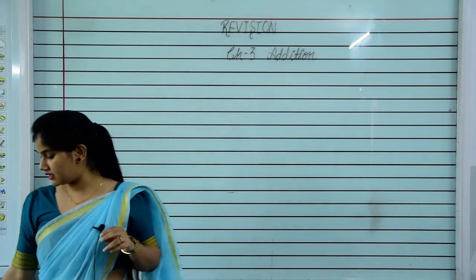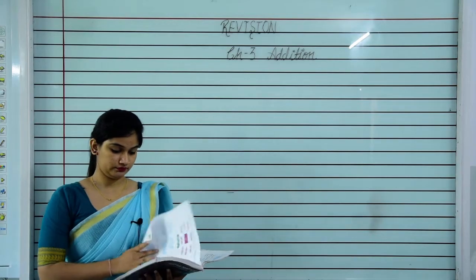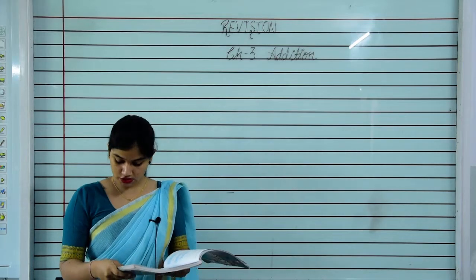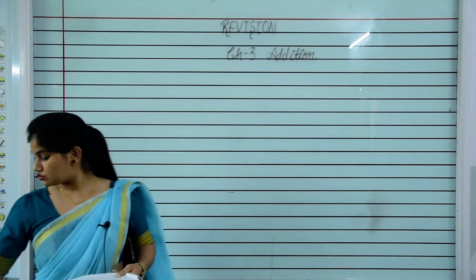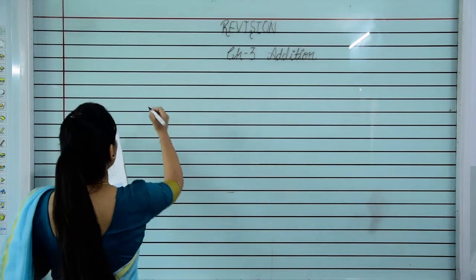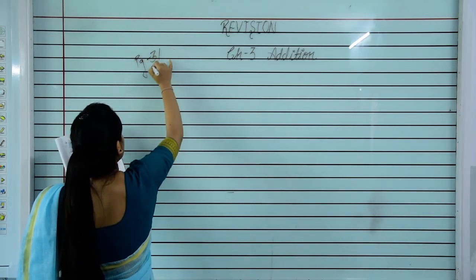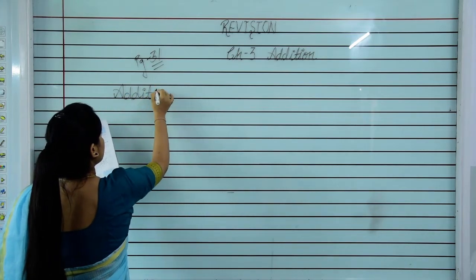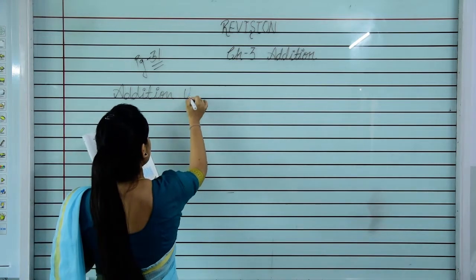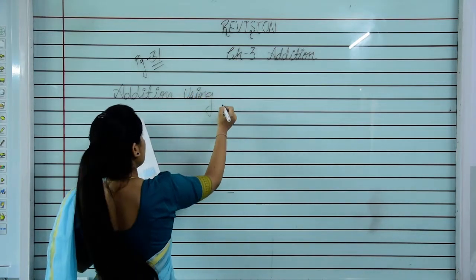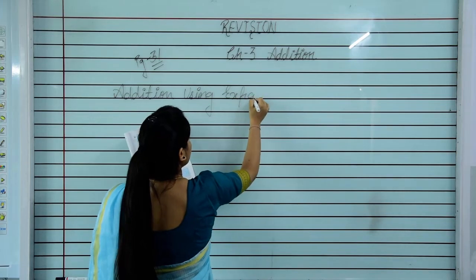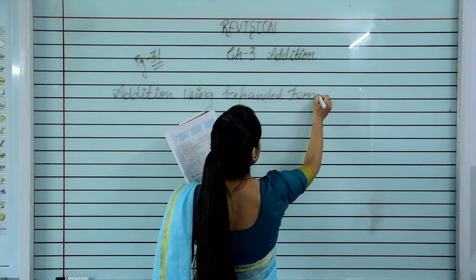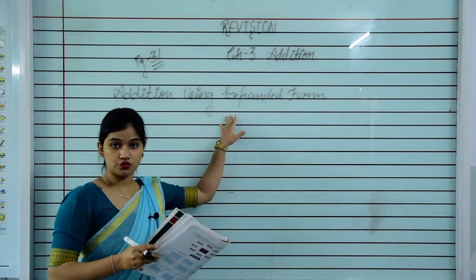And the next topic is addition using expanded form, that is on page number 31. Students, open page number 31 in your book, and the topic is addition using expanded form. Students, you know about expanded form. You have done this in chapter 1 also.